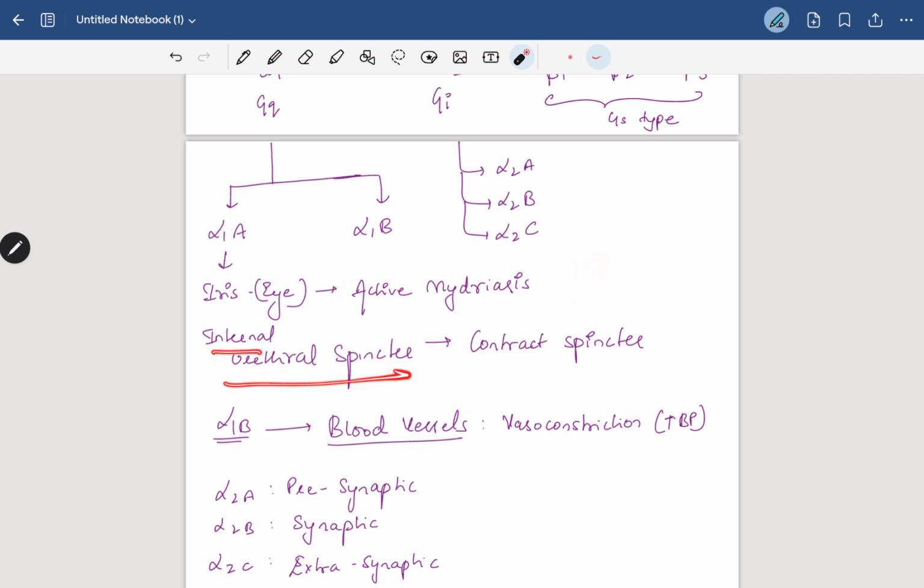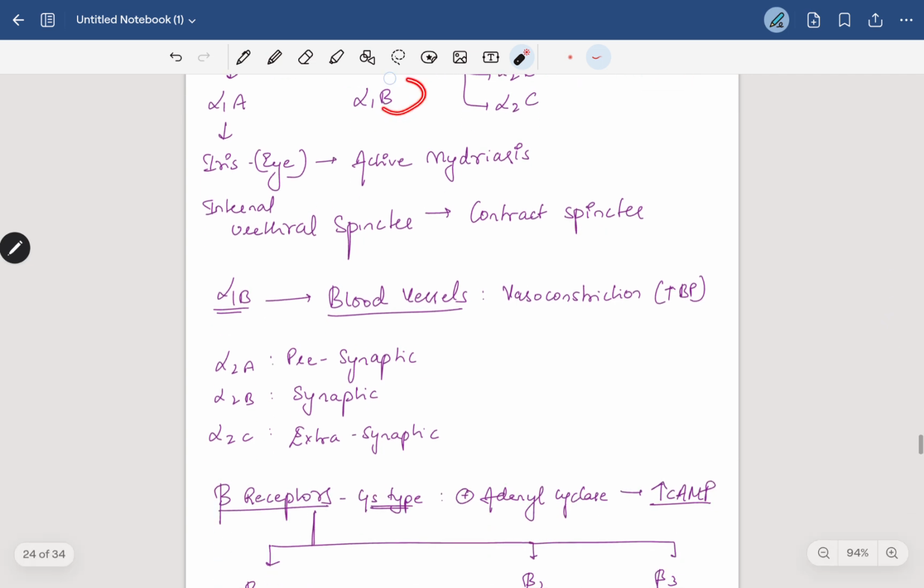Internal urethral sphincter, what does it do? It helps in contraction of the sphincter. Now if there is contraction of this sphincter, what will happen? There will be urinary retention taking place. Contraction of sphincter. Moving on, in alpha 1B.